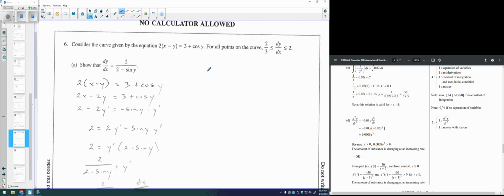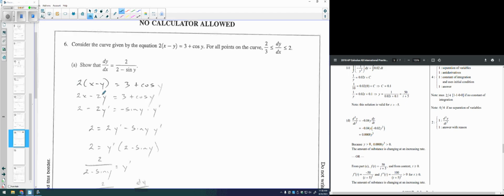So here's my curve. Find dy/dx. Do an implicit differentiation. So I'm looking back at this. I'm going to find the derivative of this. What I did was I just distributed that 2. You didn't have to, but that's what I did. I distributed the 2. Thought it might be easier.